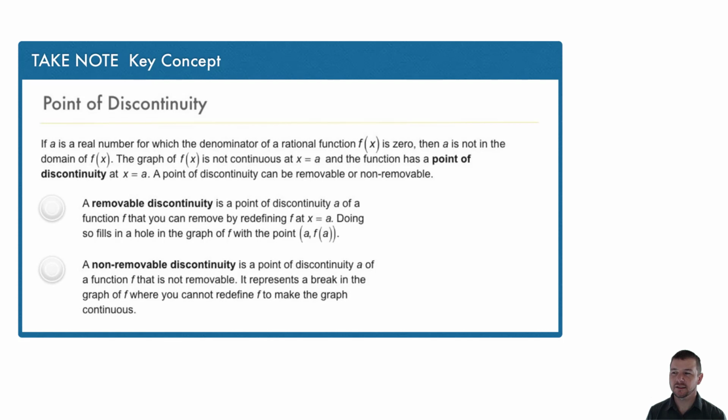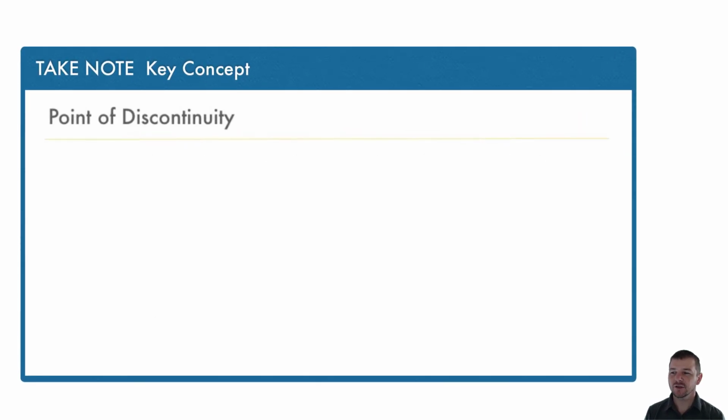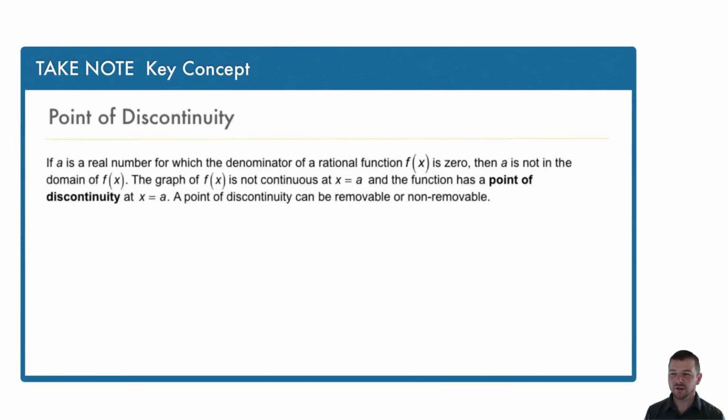Take note, key concept, point of discontinuity. If a is a real number for which the denominator of a rational function f of x is 0, then a is not in the domain of f of x. The graph of f of x is not continuous at x equals a, and the function has a point of discontinuity at x equals a. A point of discontinuity can be removable or non-removable.